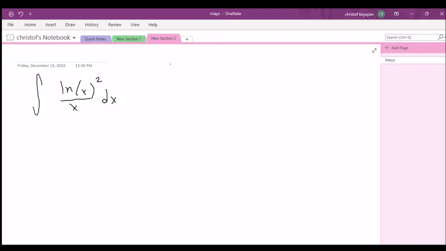So let's choose U, and we want to choose U wisely. So let's choose U to be ln of x. Okay? And the reason why we choose U to be ln of x is because when we take the derivative, in other words, taking the derivative on this side, du, it's just going to be 1 over x.